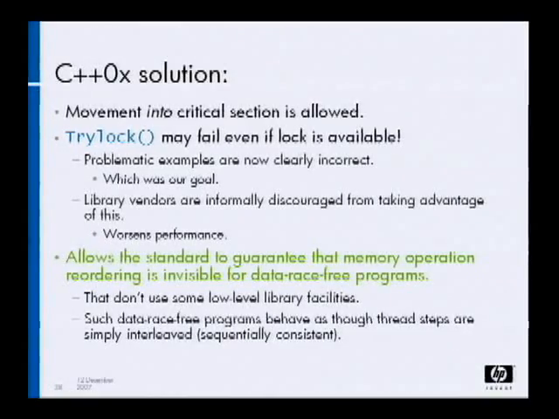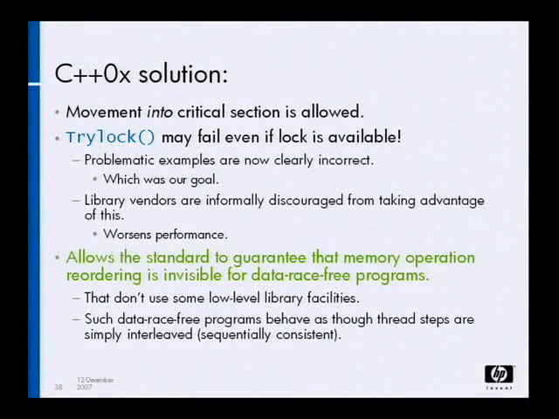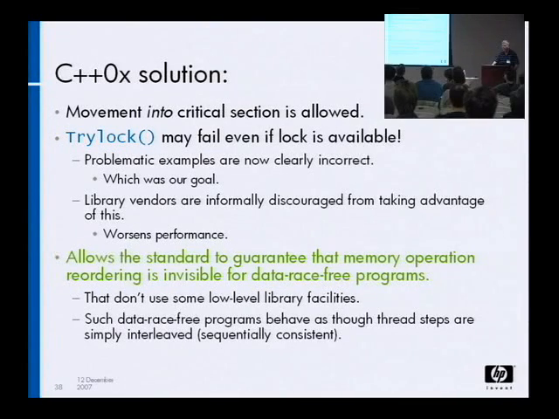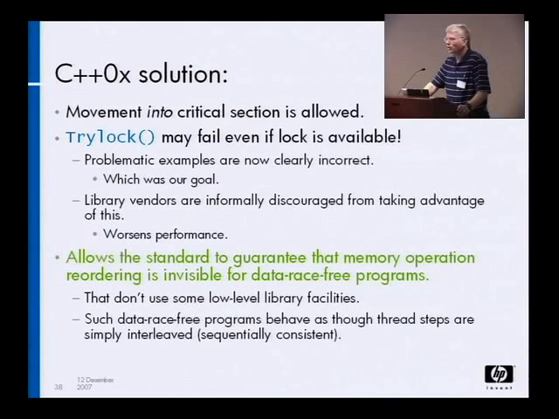OK, C++0x's solution to this is slightly weird. Movement into a critical section is allowed in both directions. So how do we deal with that funny example that we didn't want anybody to write? Well, we tell you that try-lock may, in fact, fail spuriously. Which makes the example that I had up there clearly incorrect. So it still behaves. I no longer have a memory consistency problem. I just have a wrong piece of code, which actually was the goal here, I claim, because as I said, this is not code that you should be writing anyway.